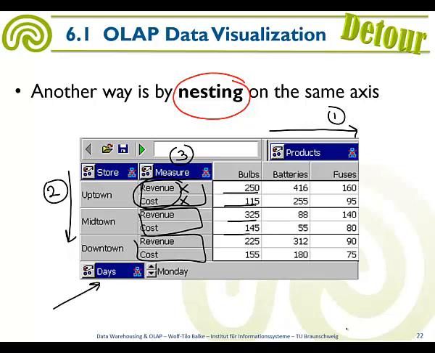You can also add a 4th dimension over here, which is the days, and this basically acts like a filter. So here it's set to Monday. If you put it to Tuesday, then the whole thing will refresh. So the days here is a little bit like the layering concept.